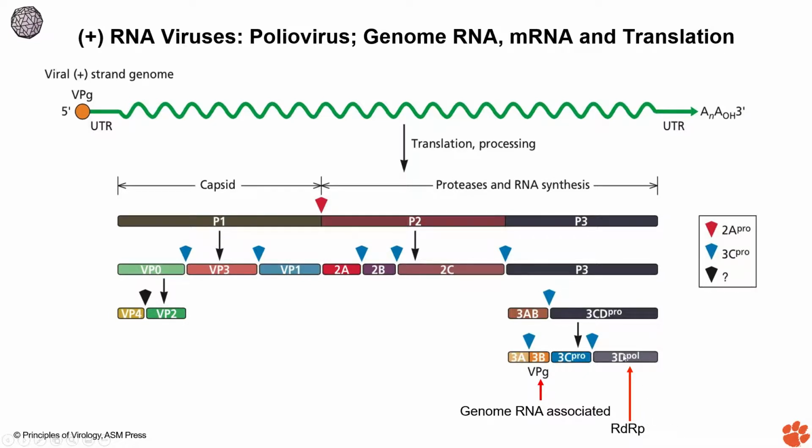And now you can just see why it is called 3D pol. It's from P3, after P1 and P2, and this is from the P3. This first segment is called 3CD pro, and this is a protease and the 3D pol together. 3C pro is the protease, and the 3D pol is separated out, and that's how the name comes in. It has nothing to do with any 3 dimension, and it is just from how the structural proteins are associated. And here is the VPG.